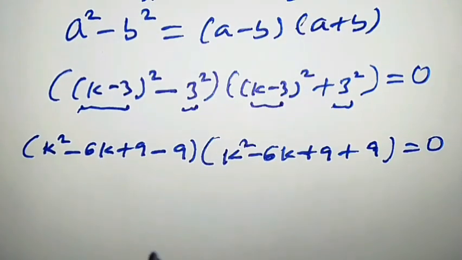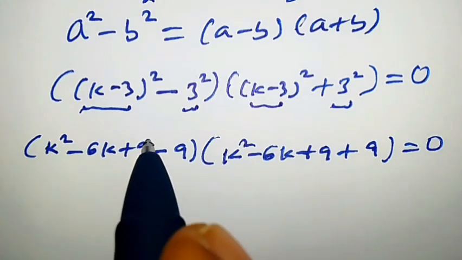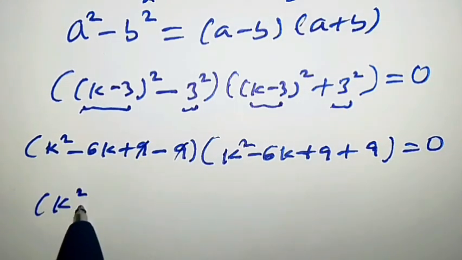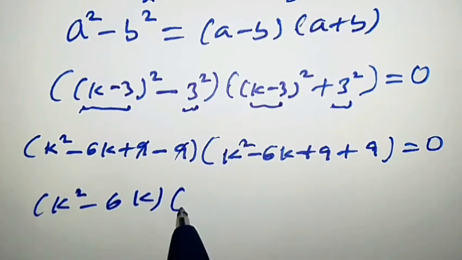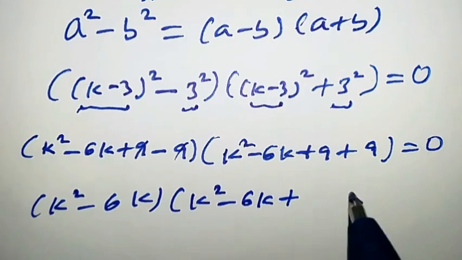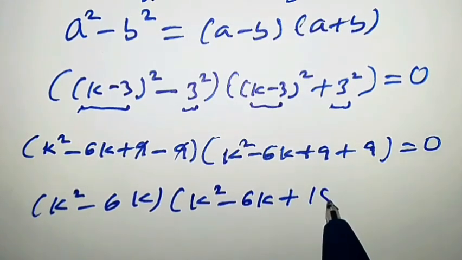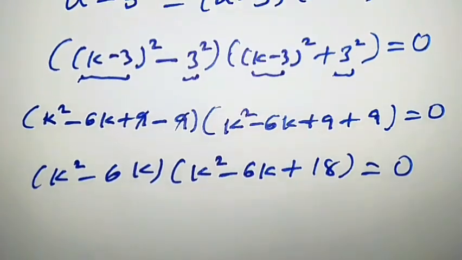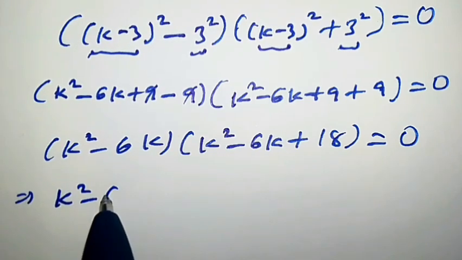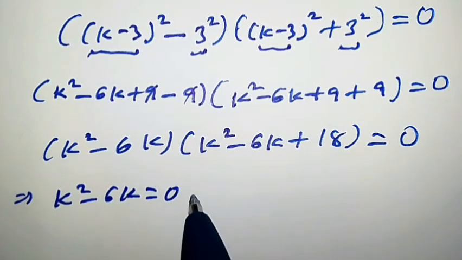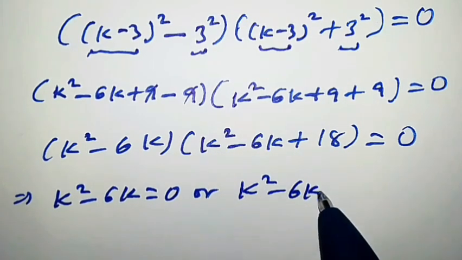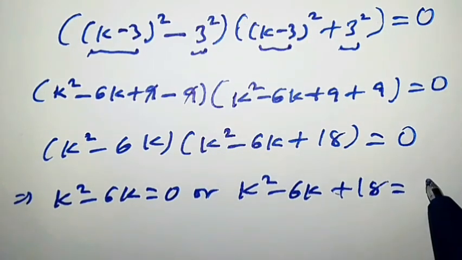What do you notice here? You will notice that 9 minus 9 is 0, so we are left with k to the power of 2 minus 6k times k to the power of 2 minus 6k plus 9 plus 9, that is 18, equal to 0. Let's continue. This implies that k to the power of 2 minus 6k is equal to 0, or k to the power of 2 minus 6k plus 18 is equal to 0.